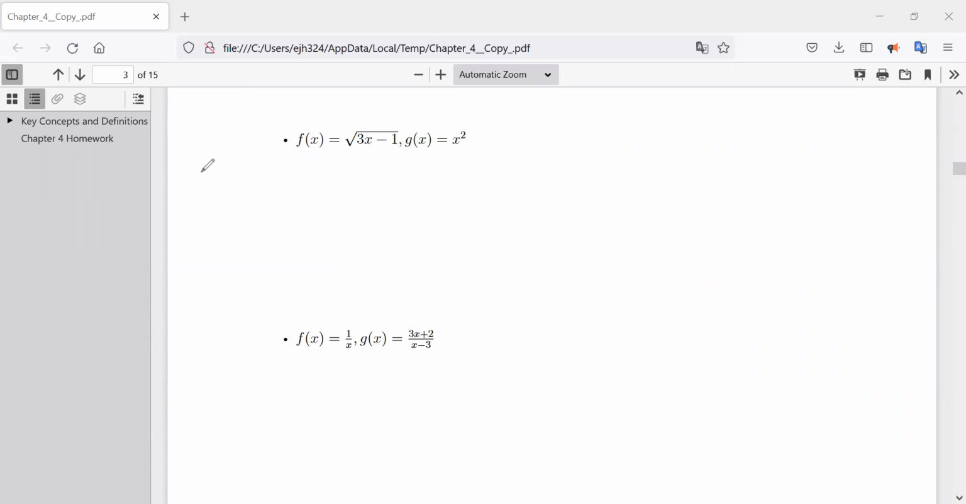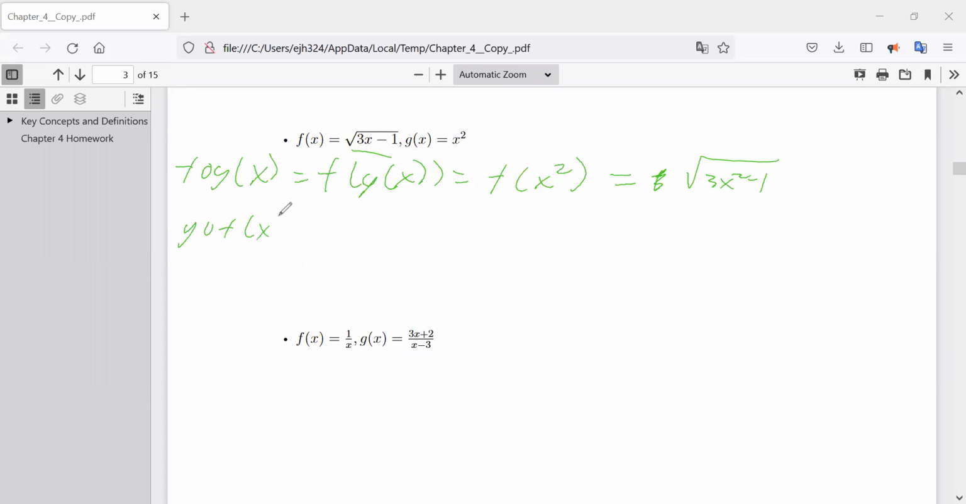Let's do them for this. Let's do f of g of x. That's f of g. So everywhere I see an x in here, I replace it with x squared. This is equal to the square root of 3x squared minus 1.